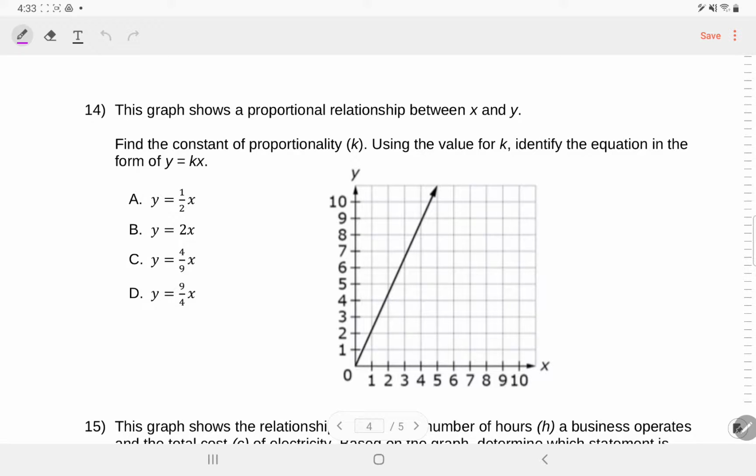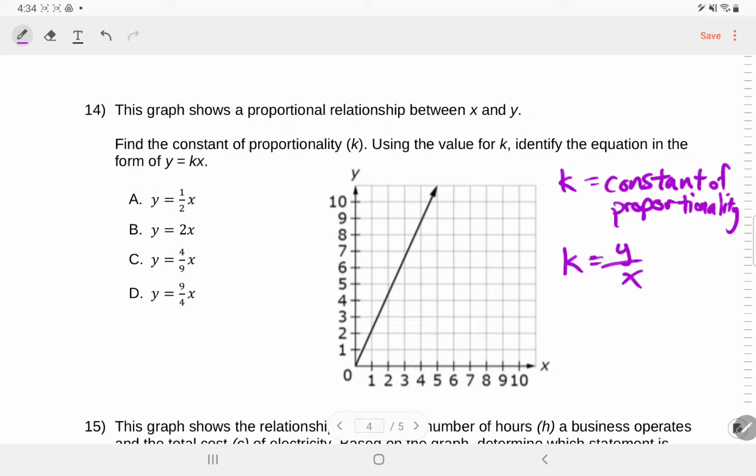On to number 14. This graph shows a proportional relationship between x and y. Find the constant of proportionality k. Using the value for k, identify the equation in the form y equals kx. Remember, k represents our constant of proportionality, in other words, our scale factor. And to find this constant of proportionality, we just take y divided by x.